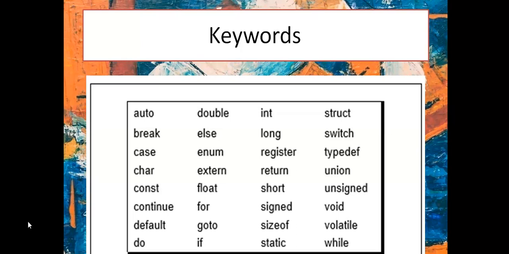So they are auto, break, case, char, const, continue, default, do, double, else, enum, extern, float, for, goto, if, int, long, register, return, short, signed, sizeof, static, struct, switch, typedef, union, unsigned, void, volatile and while. These are the words which come while we are using the syntax while writing a program. So you cannot use these as the variable name.